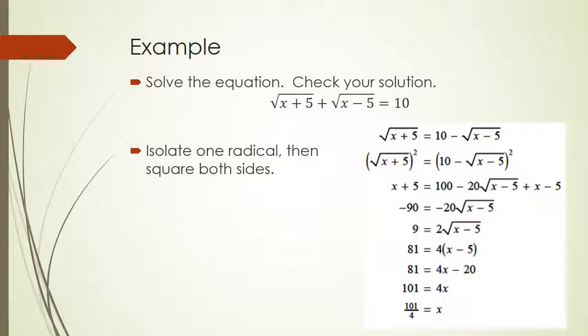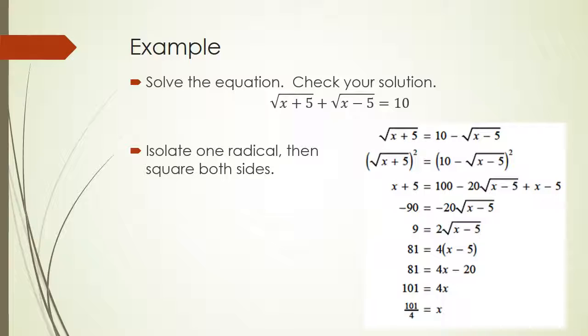And then we have plus x minus 5. That's what you get when you square the square root of x minus 5. So do this very carefully. Now we're going to do the same thing all over again. We need to get that radical by itself. So we're going to combine like terms, and we're going to start moving things away from it.